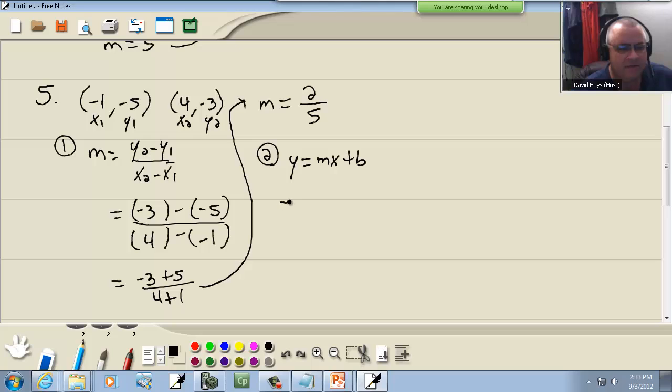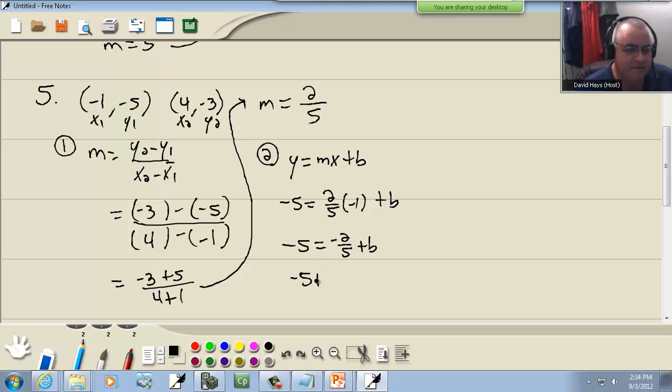So I got negative 5 for the y. M was 2/5, and x is negative 1 plus b. So we got negative 5 is equal to negative 2 over 5 plus b. 2/5 times negative 1. Take negative 2/5 to the left side, becomes a positive 2/5.